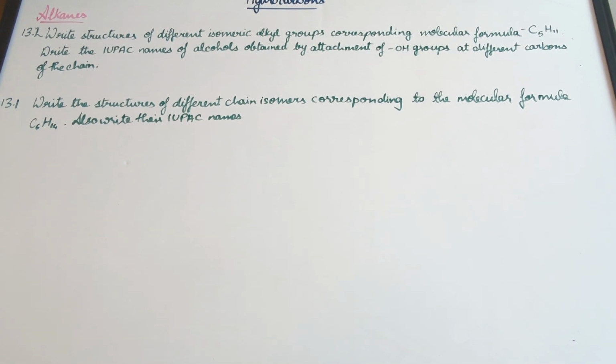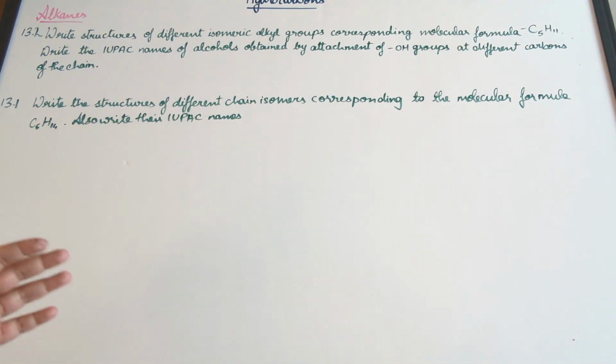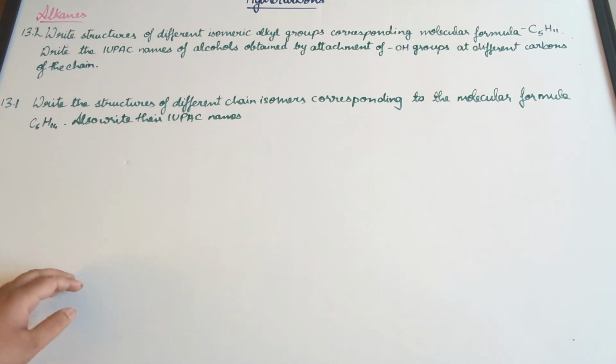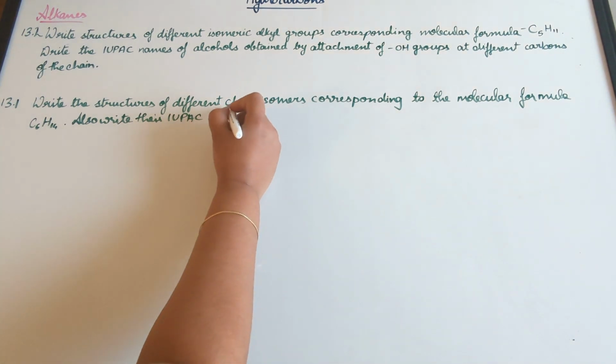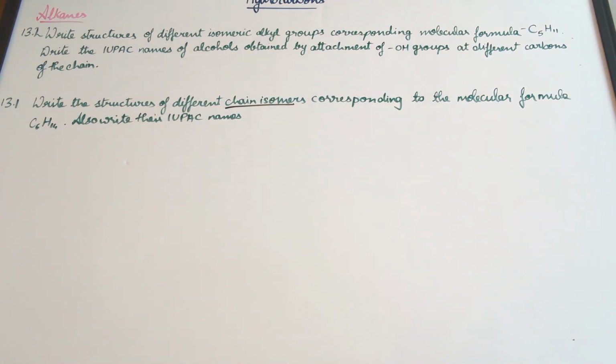We are discussing the in-text questions to do with alkanes. The first question is: write the structures of different chain isomers corresponding to the molecular formula C6H14. We are also supposed to write their IUPAC names. Chain isomers implies that they vary in terms of chain length.